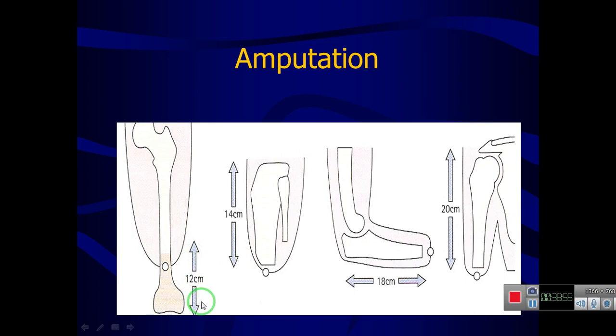Previously the stump should be at least 12 centimeters from the lower femur so the knee joint can be fitted, or in the below knee amputation at least 14 centimeters length of the tibia so the prosthesis can be fitted to the leg, or in the forearm at least 18 centimeters of the ulna, and for the humerus about 20 centimeters from the shoulder joint so the prosthesis can be fitted.